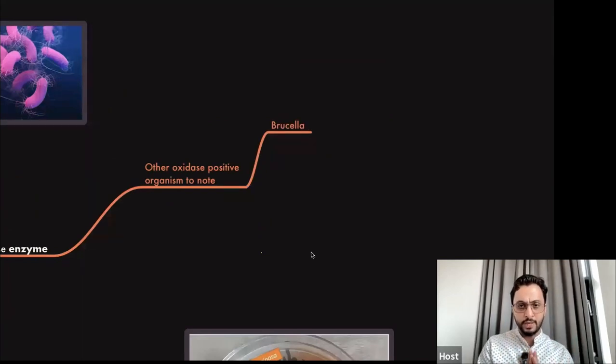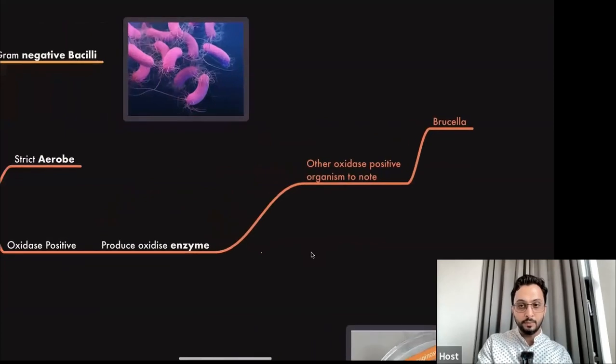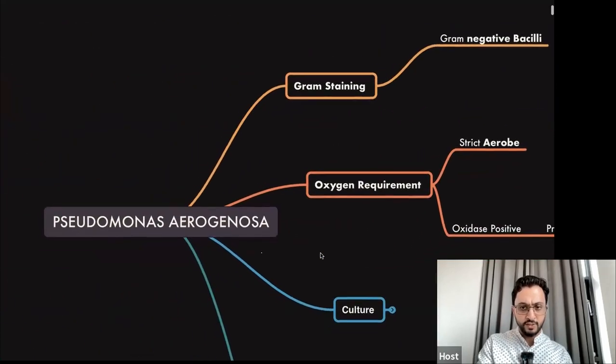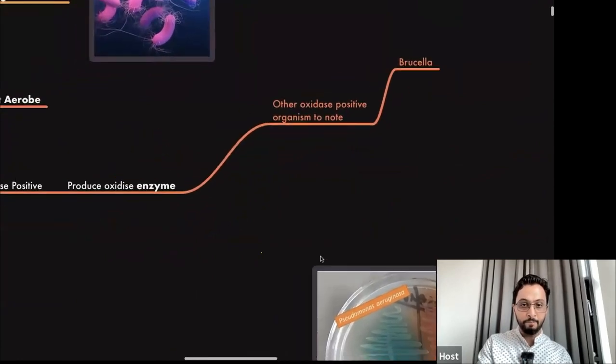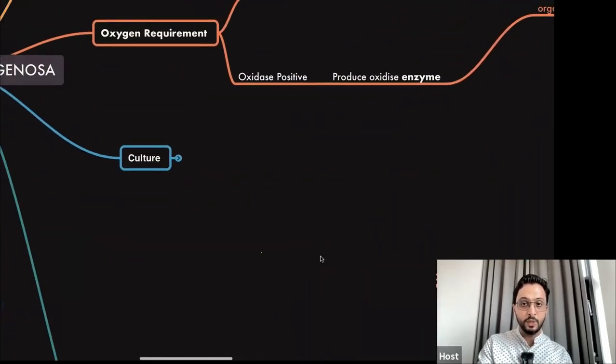Oxidase positive organisms. Now you should be able to identify between these two. Oxidase positive, two organisms you studied. One is Pseudomonas aeruginosa, just now what we're discussing, and Brucella. We come to Brucella today. Another bacteria which we'll be discussing today is Brucella.